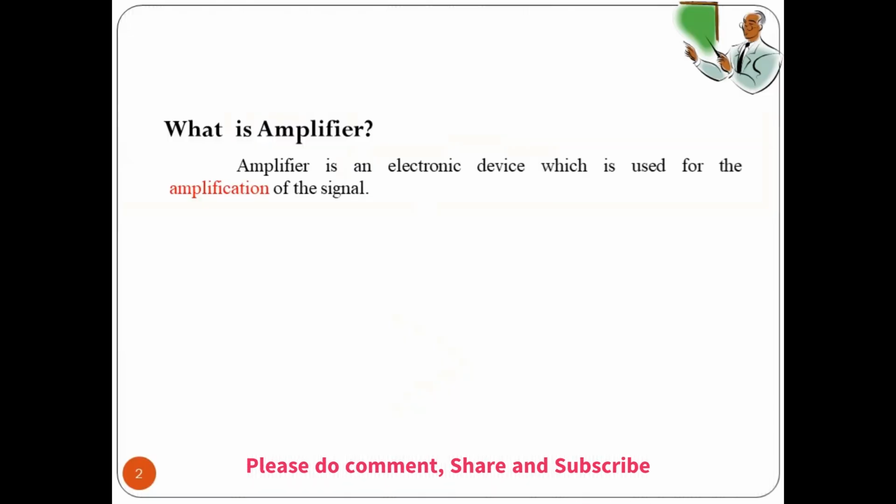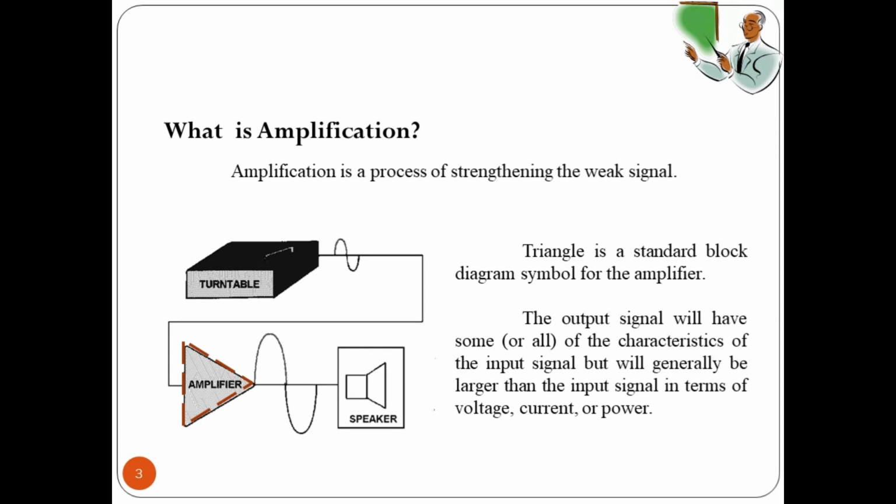What is an amplifier? An amplifier is an electronic device which is used for the amplification of the signal. What is amplification? Amplification is a process of strengthening the weak signal. A triangle is the standard block diagram symbol for the amplifier.